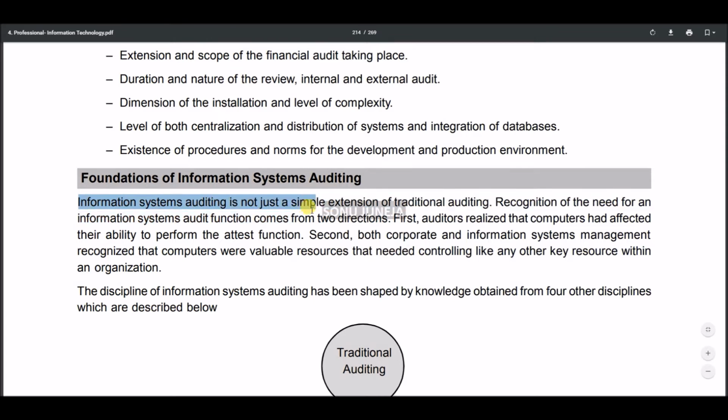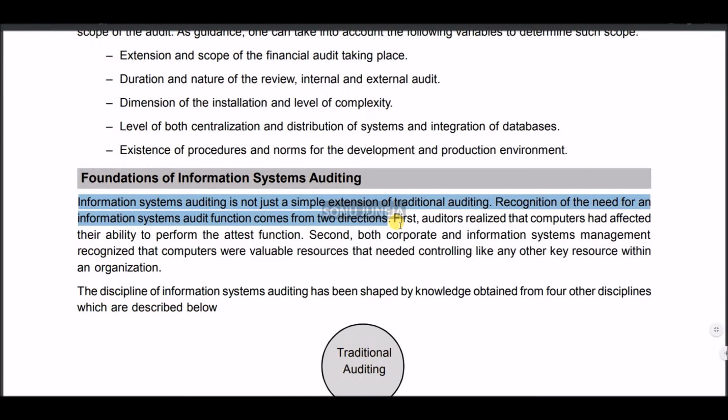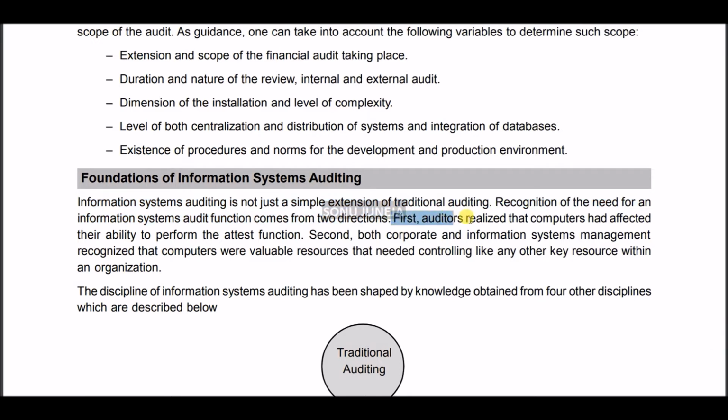Information system auditing is not a simple extension of traditional auditing. Recognition of the need for an information system audit function comes from two directions. The first, auditors realize the computer has affected their ability to perform the audit function. The system is compromising their performance; what they are supposed to perform, it is not performing now. And second, both corporate and information system management recognize that computers are valuable resources that need controlling like any other key resources within the organization.